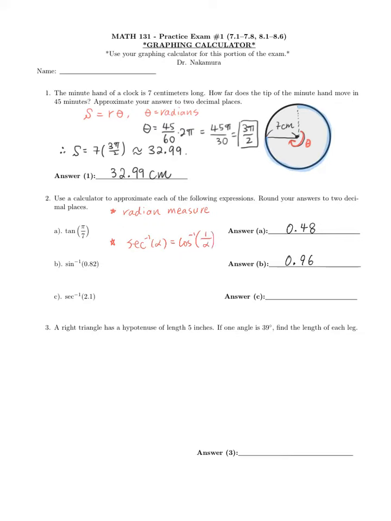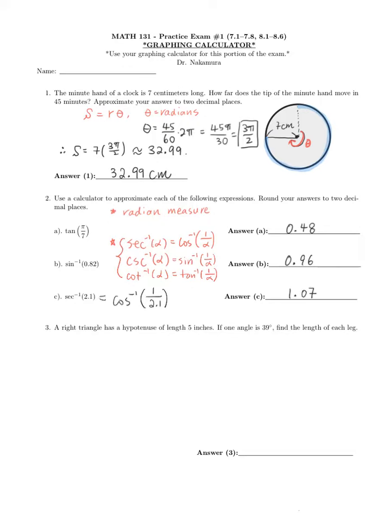And also cosecant inverse of alpha, because you don't have cosecant inverse button on your calculator. This is sine inverse of 1 over alpha, and then cotangent inverse of alpha is tan inverse of 1 over alpha. So make sure to know these. So for the secant inverse of 2.1, all you have to do is compute cosine inverse of 1 over 2.1. And I got that value to be 1.07.